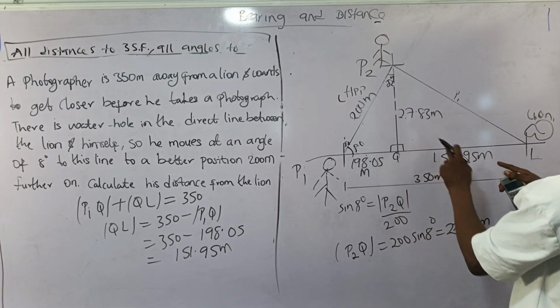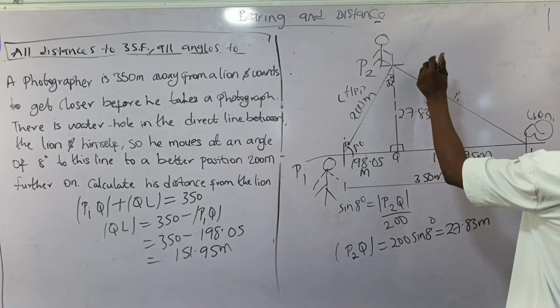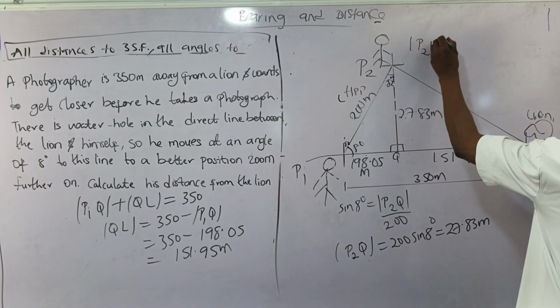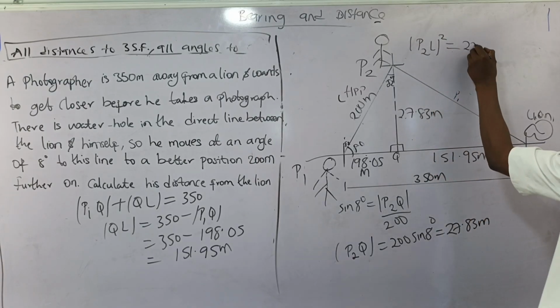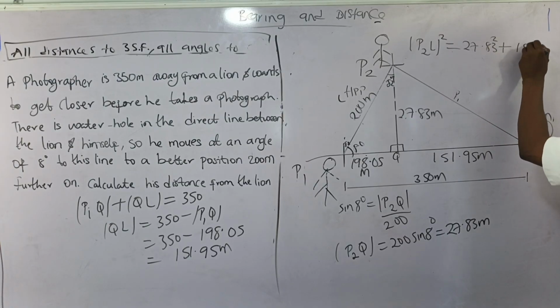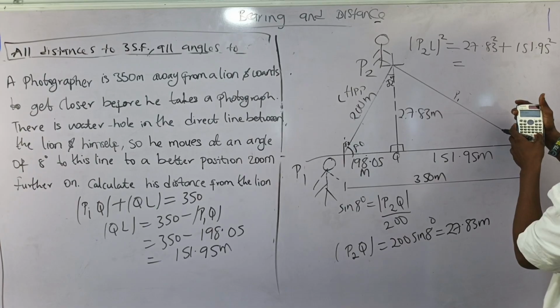So I've gotten this and this. I need this. This is the right angle, so this becomes my hypotenuse side. So my hypotenuse, which is P subscript 2L square, will be equal to 27.83 square plus 151.95 square.